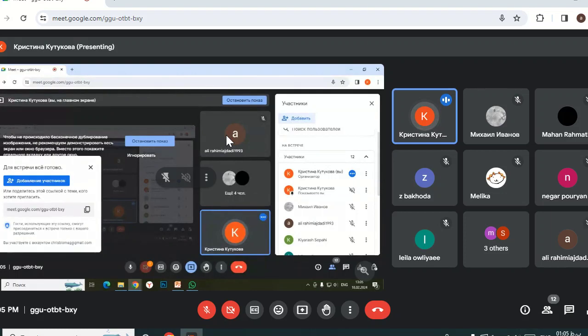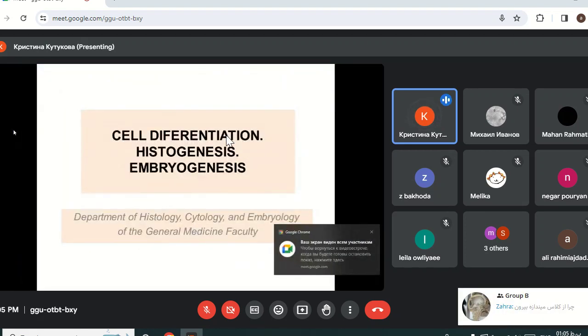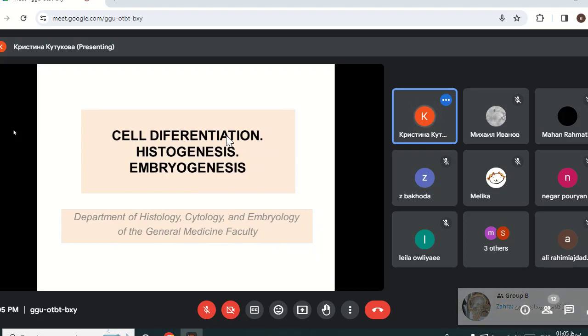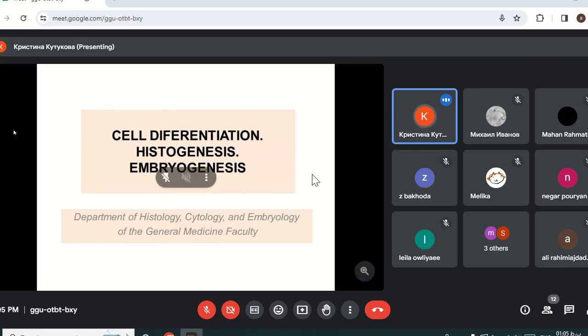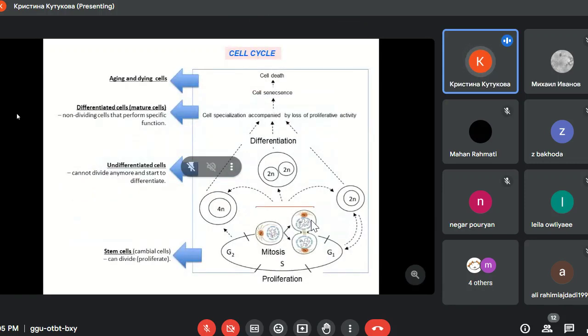And now I will discuss the information for these next two topics. So, topic 3 is about specializations of cell surfaces, and topic 4 is about cell differentiation, histogenesis, and embryogenesis.